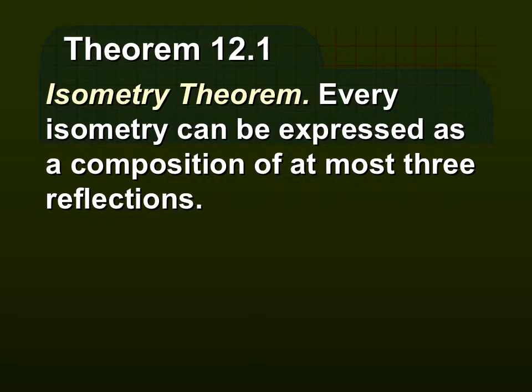So there's a theorem called the Isometry Theorem, and it says that every isometry can be expressed as a composition of at most 3 reflections. So if you have an isometry, you can prove that it is an isometry by stating what 3 reflections are happening. Okay, at most, what 3? Because an isometry has to be built by at most 3 reflections.